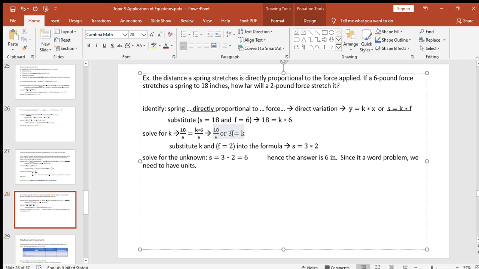Now we're going to use this k and our last given number, f, the 2-pound force, so f is equal to 2, and rewrite the formula as s is equal to 3 times 2, and then solve for the unknown. In this case, 6, or not just any 6, it's going to be 6 inches.